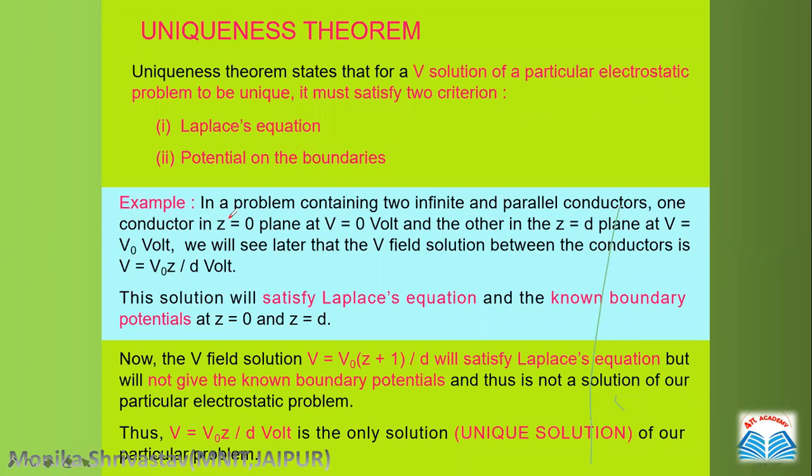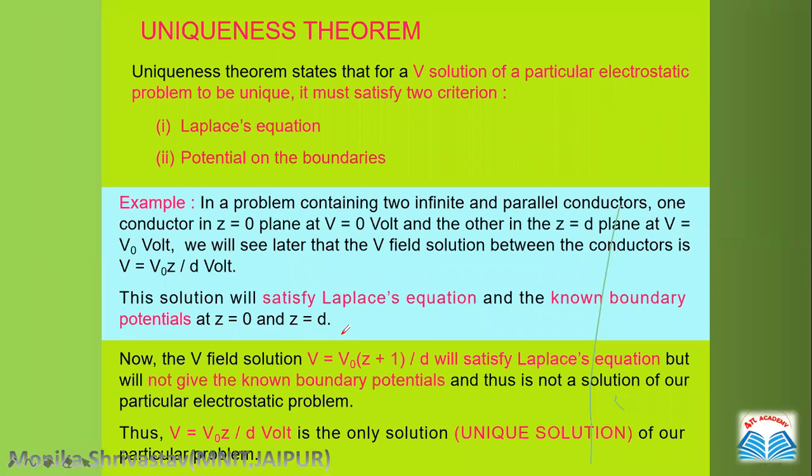So what is this example saying? In a problem containing two infinite and parallel conductors, one conductor is in the Z equals 0 plane at V equals 0 volt, and the other is in the Z equals D plane at V equals V0 volt. We'll see later that the V field solution between the conductors is V equals V0 Z over D volt. So this solution will satisfy the Laplace equation and the known boundary potentials at Z equals 0 and Z equals D. Just try to understand this problem.